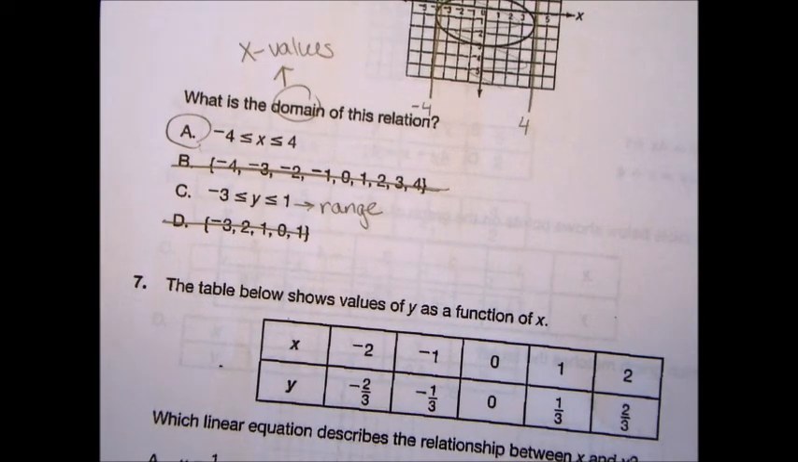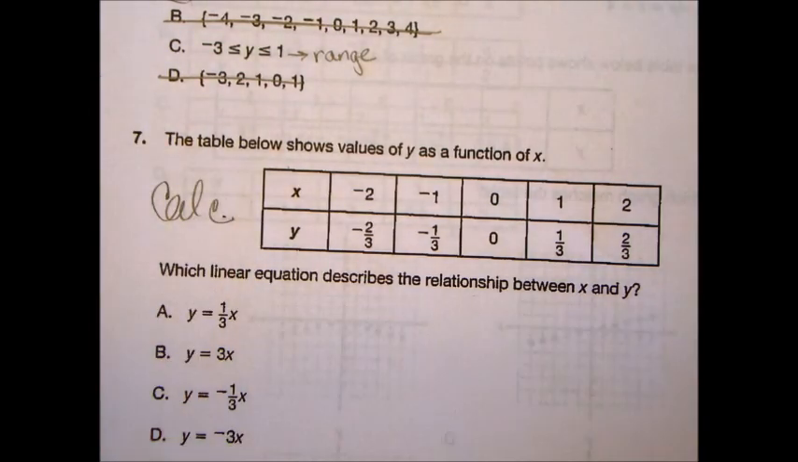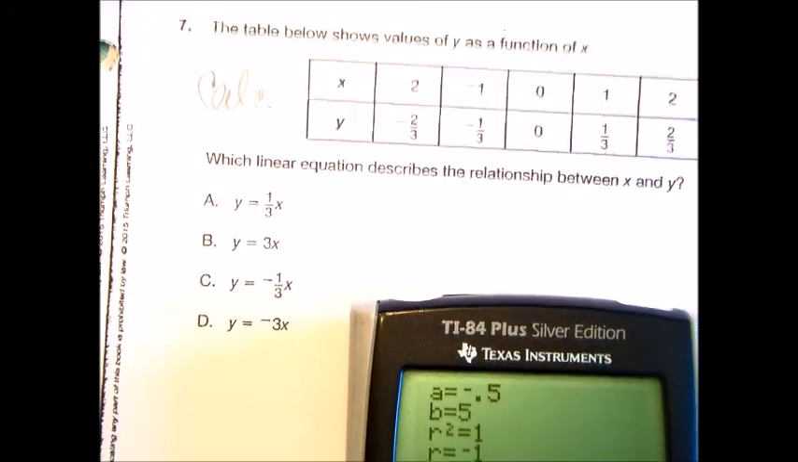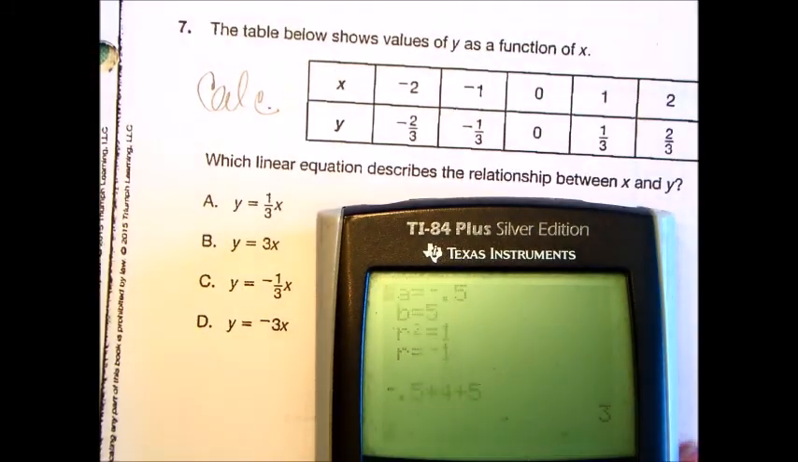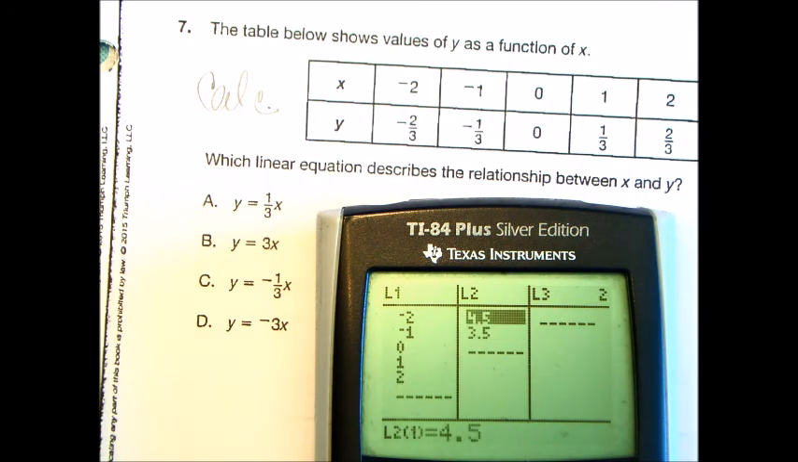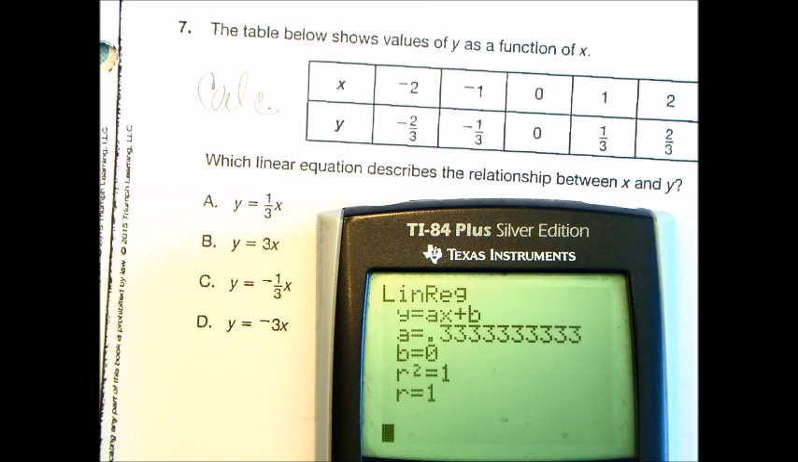Number 7. Look, this is another calculator problem. I hope you've noticed, especially when I do the Chapter 4 video for you, how many times you can use this calculator function. You will have these on the Keystone, so make sure you use them. So type in -2, -1, 0, 1, 2. Over here, -2/3, -1/3, 0, 1/3 and 2/3. And stat over 4. There it is.